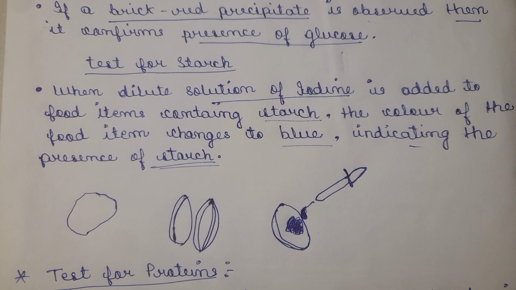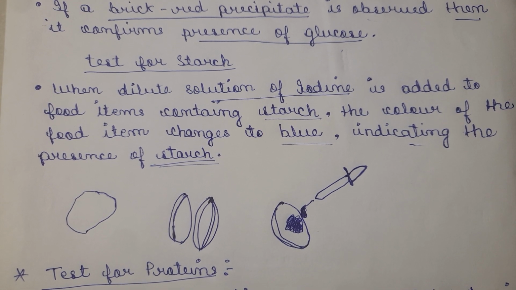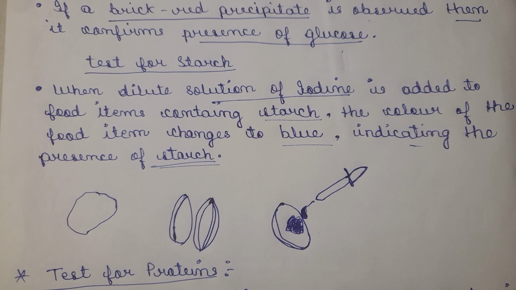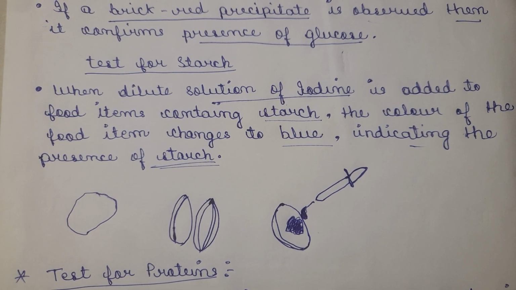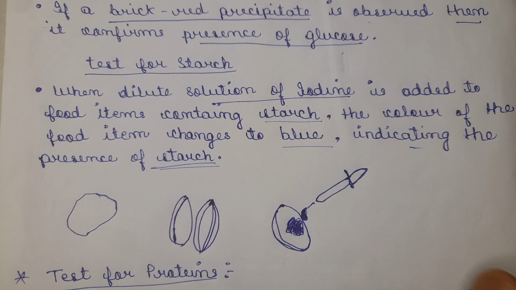Not only potato, you can use other food items that contain starch, such as rice, sugarcane, maize, mango, sweet potato, etc. All these food items contain a huge amount of starch, and this can be identified with the help of a dilute solution of iodine.